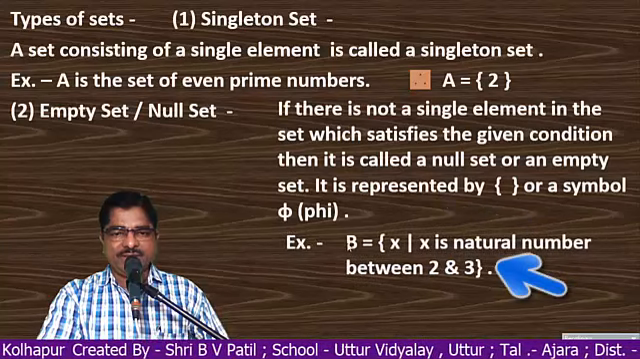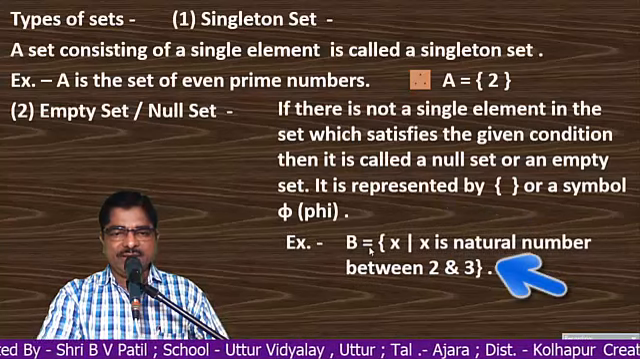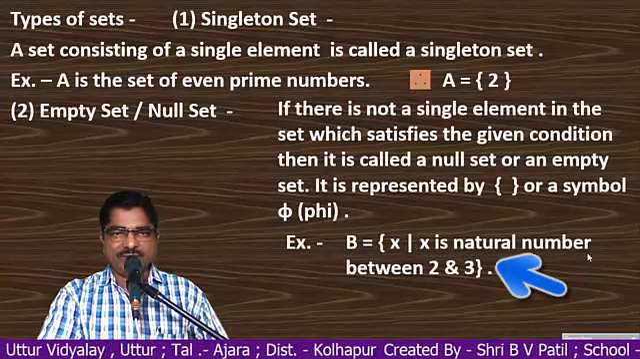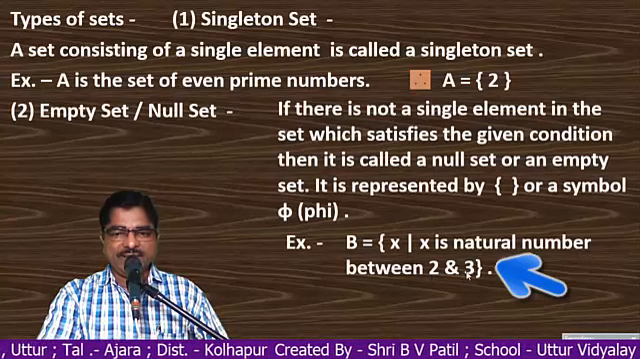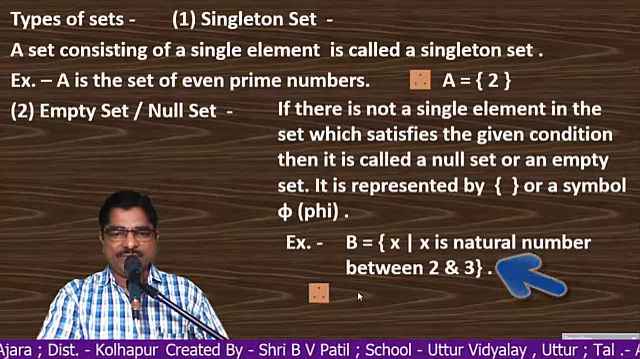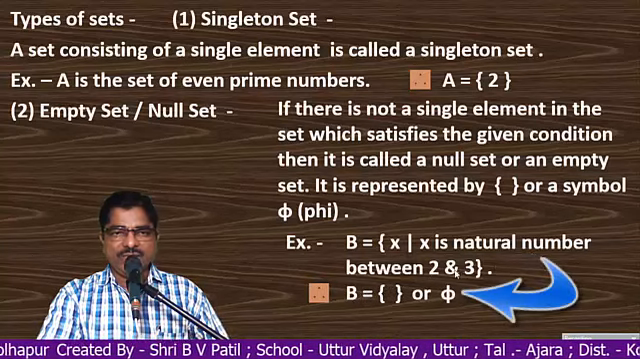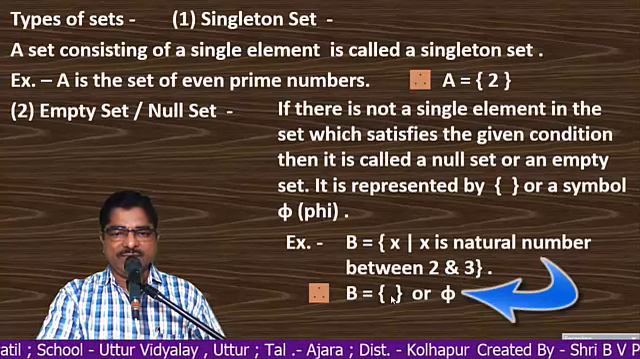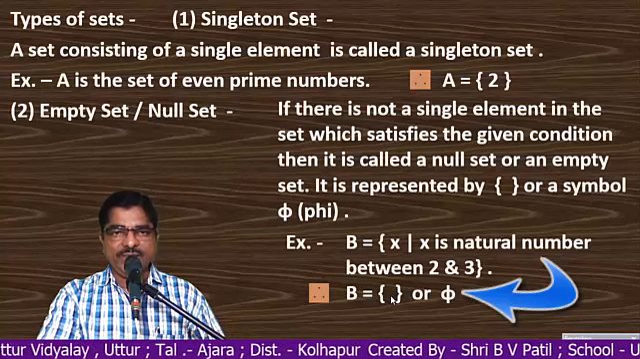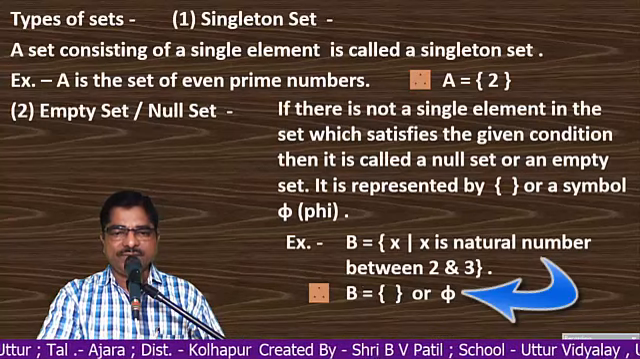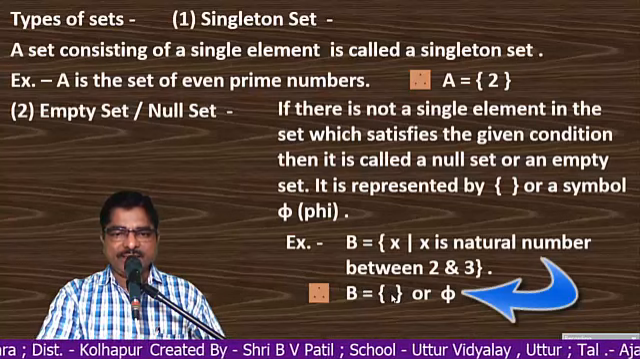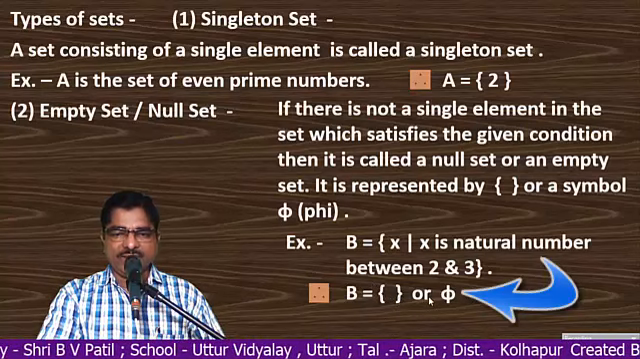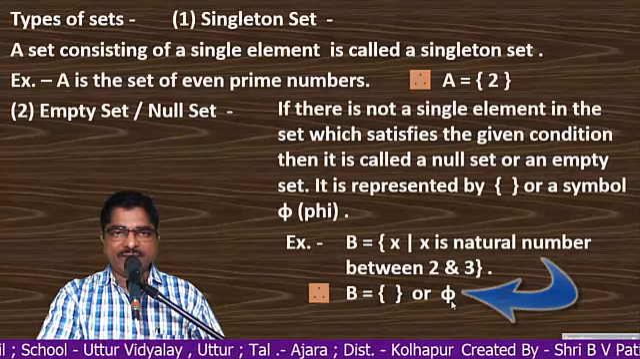For example, B is equal to x such that x is a natural number between 2 and 3. Therefore, there is no natural number between 2 and 3. Therefore, that is an empty set. There is no element. If there is no element in that set, then that set is called an empty set or null set, or it is represented by only the phi sign.